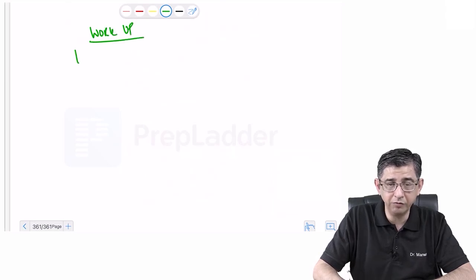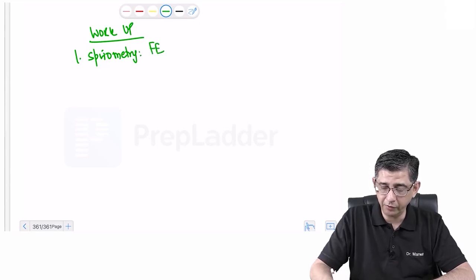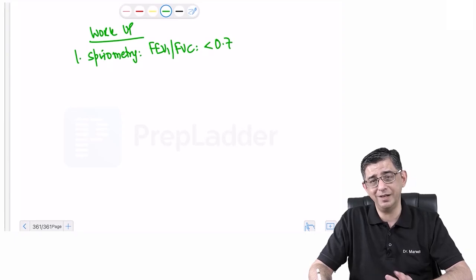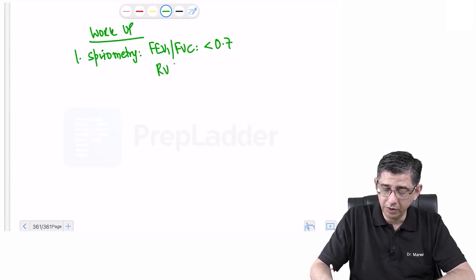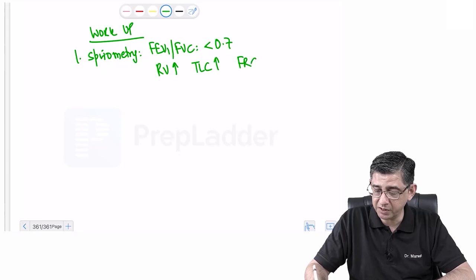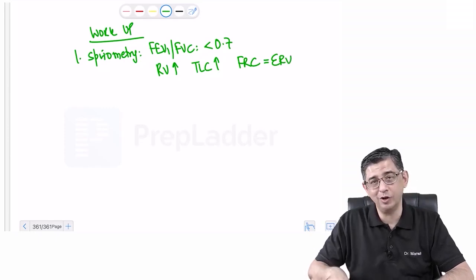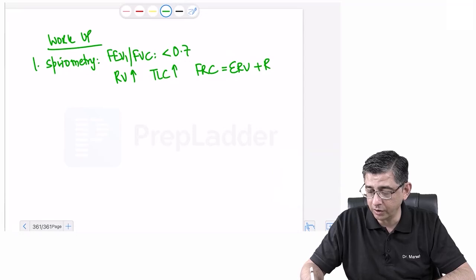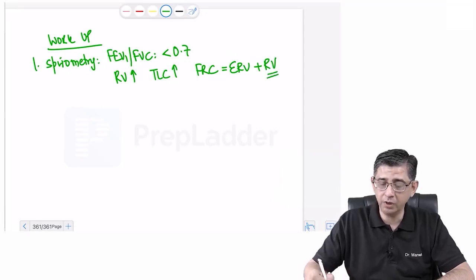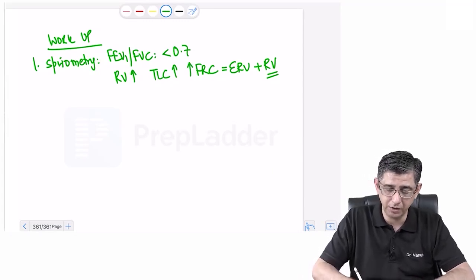The first test that I'll be doing for this patient is the investigation of choice for this condition, spirometric evaluation, and he's going to describe the following parameters: timed vital capacity, or FEV1/FVC ratio, will always be less than 0.7. Residual volume is increased thanks to the air trapping, total lung capacity is also increased, and even FRC. FRC is functional residual capacity. It is a combination of expiratory reserve volume and the residual volume, and because residual volume is showing an increment, I'm just putting an up arrow here saying that functional residual capacity will also be increased.